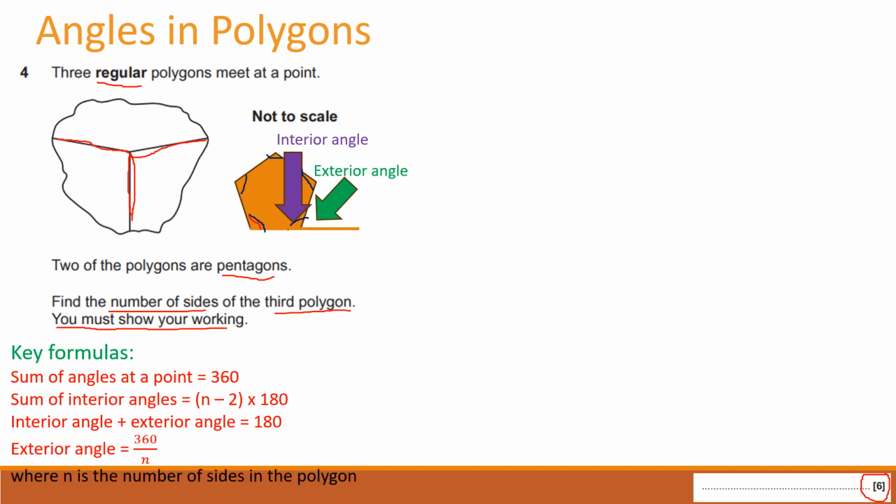The next key formula is that the exterior angle can be found by doing 360 divided by n, where n is the number of sides of the polygon. And we're going to need to use all 4 of these formulas to help us answer this question. I'm going to show you 2 methods, and it's personal preference which method you choose to use.